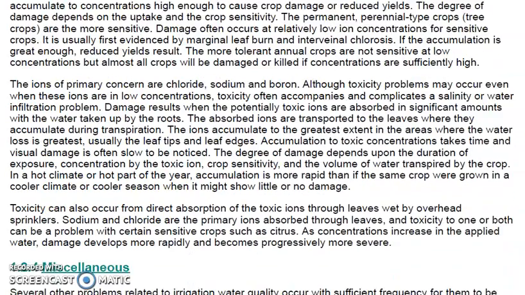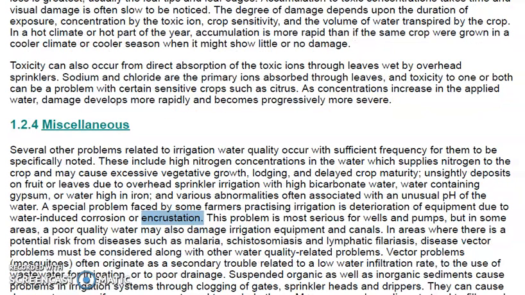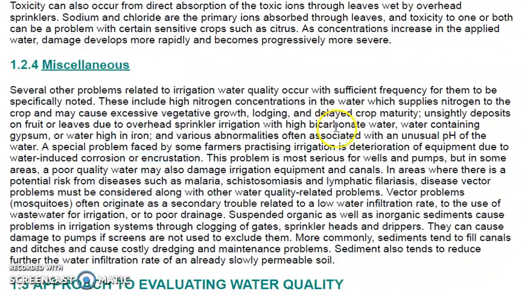Okay? The last point which the FAO has taken into consideration is miscellaneous problems, such as nitrate, bicarbonate, abnormal pH, and sometimes some scientists take, for example, heavy metals like cadmium if you are going to evaluate wastewater or treated wastewater for irrigation.